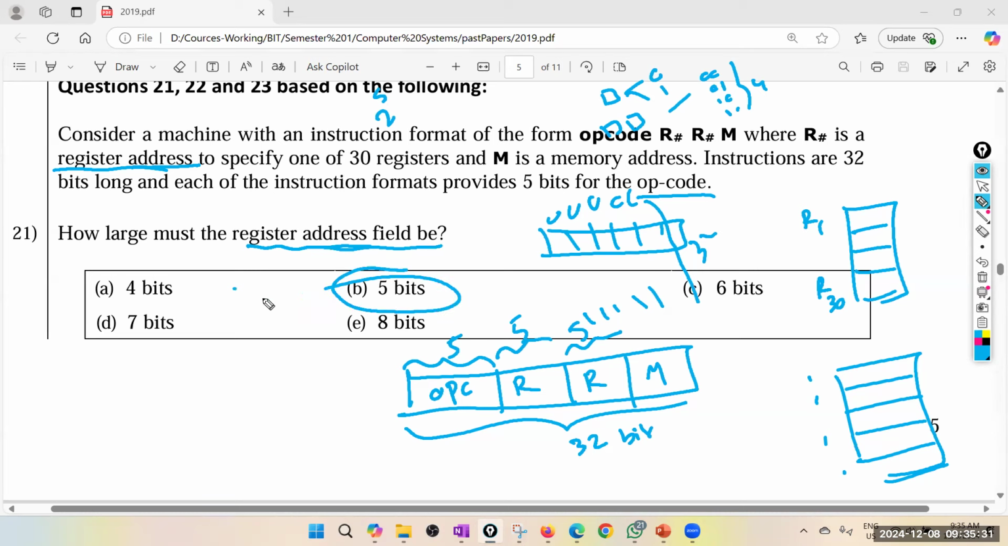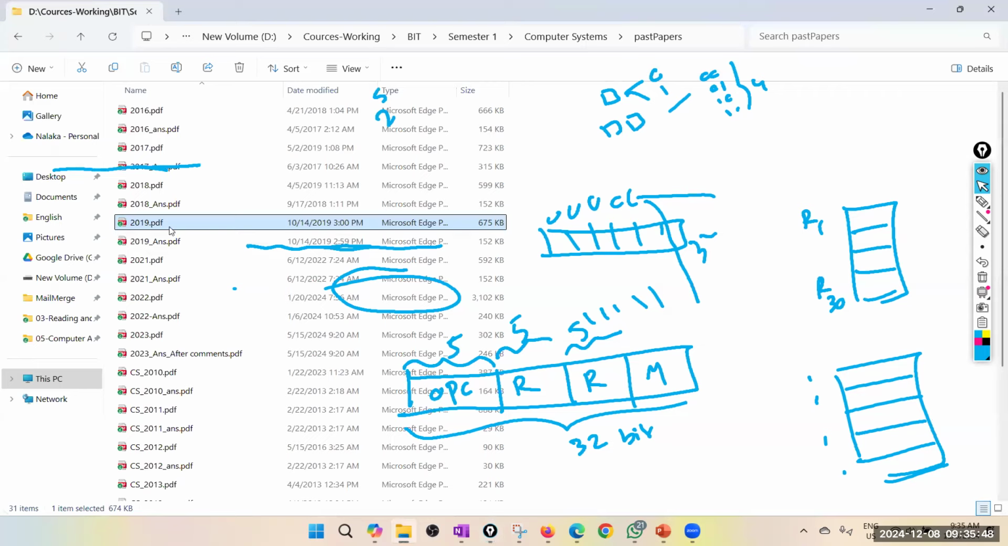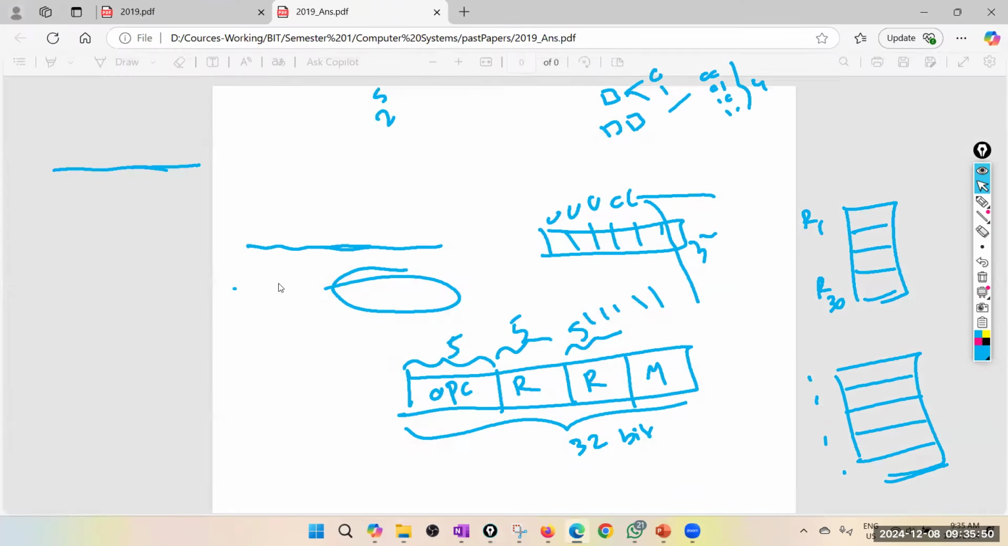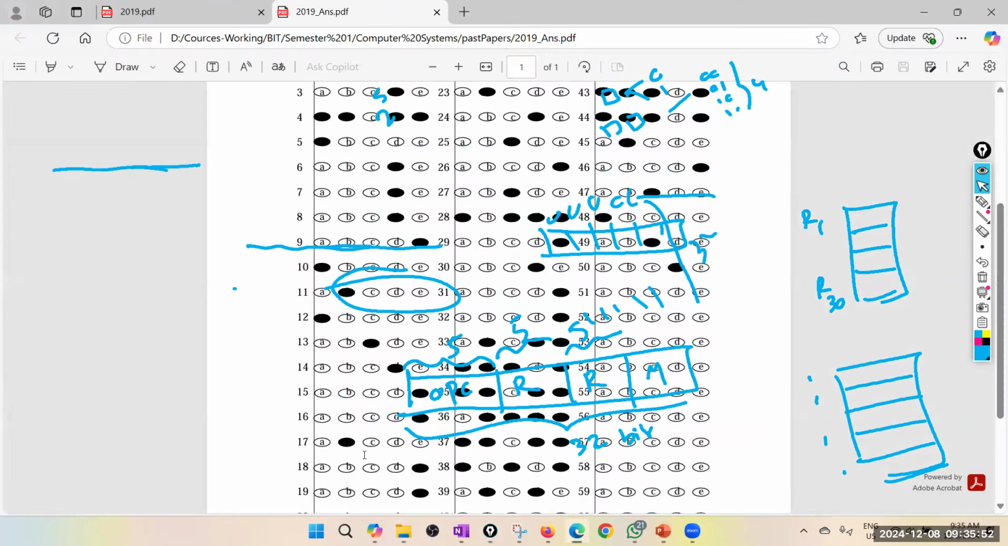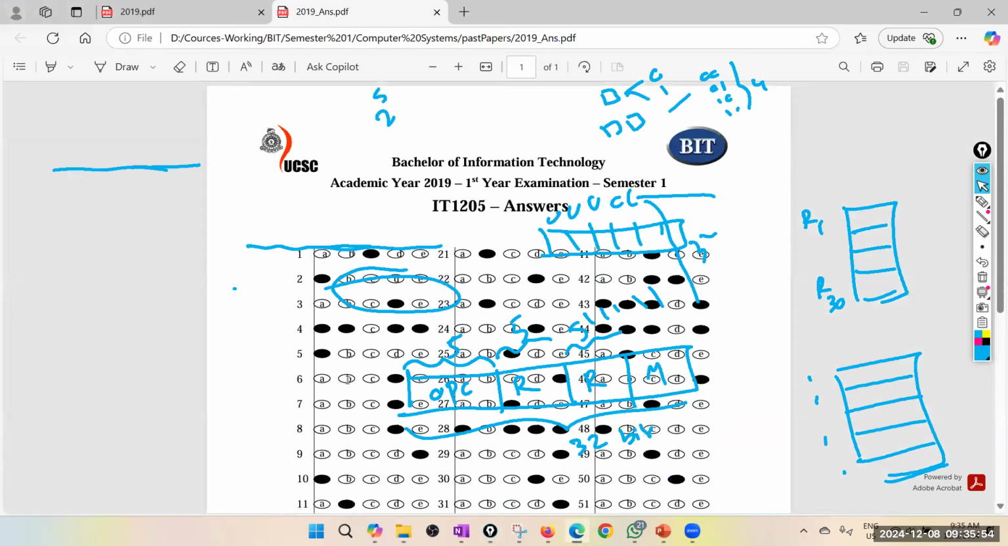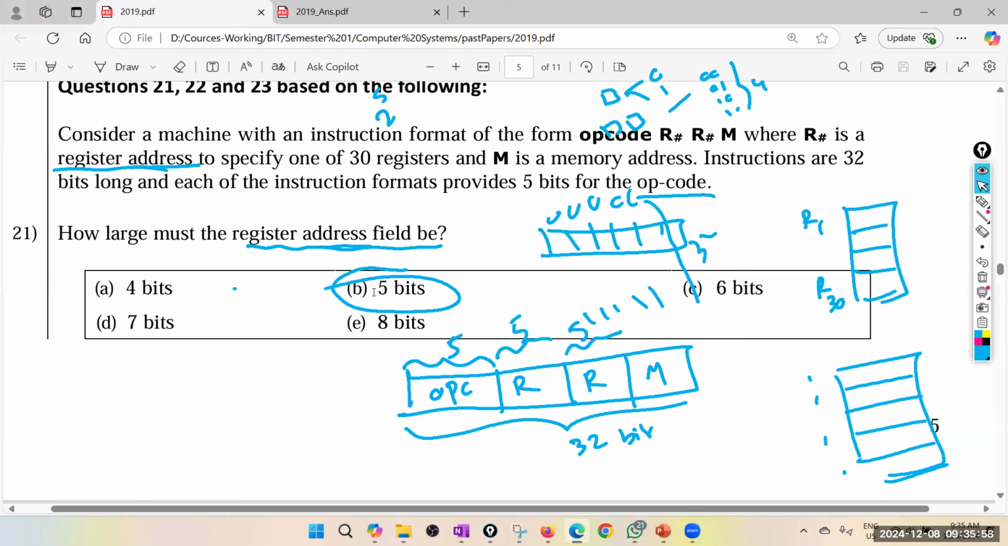Because you have 30 registries. 2 to the power 5 is 32. You need to give a binary number uniquely identifying the registry. 5 zeros to 5 ones. Of course, 2 bit patterns are not enough. So the answer is 5 bits, question 21. Answer is B. Correct.